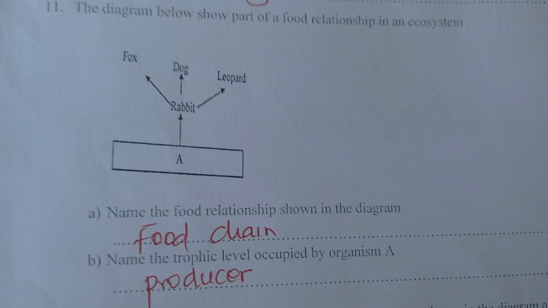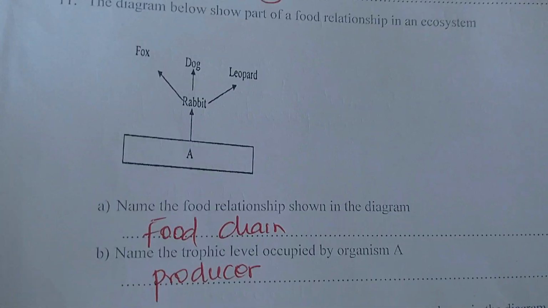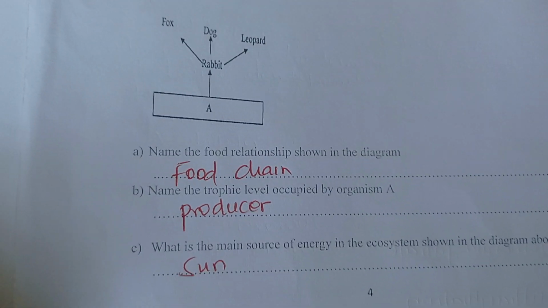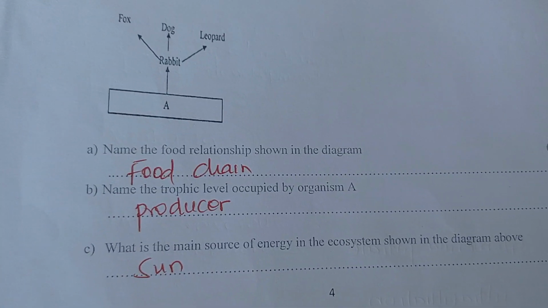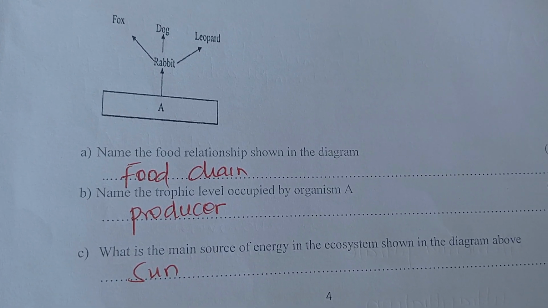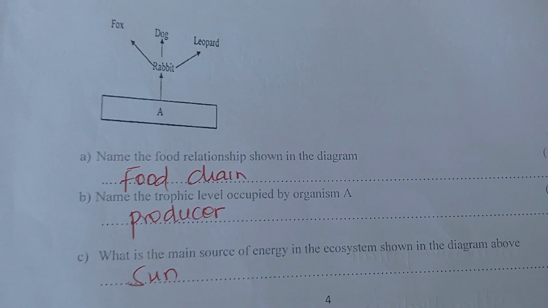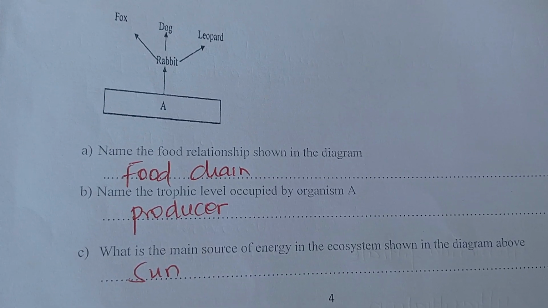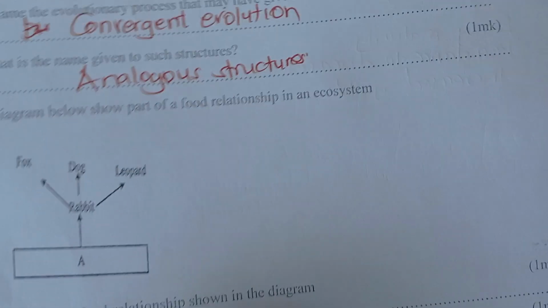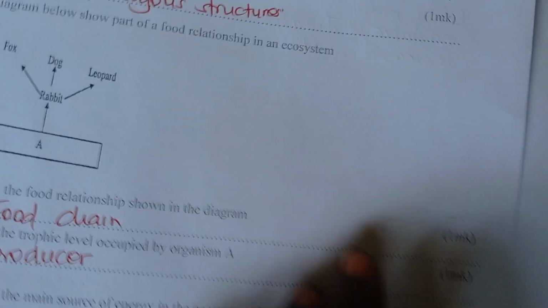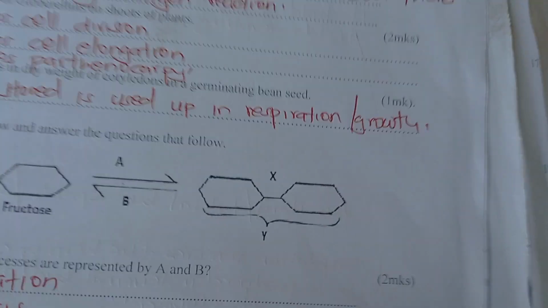Here you have a diagram showing the parts of a food relationship in an ecosystem. You're told to name the type of food relationship shown there. It's a food chain, of course. Then the trophic level occupied by organism A, it's producer. The main source of energy, of course, it's the sun. Sunshine acts as the main source of energy.